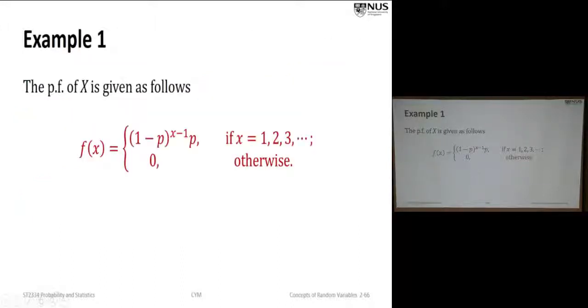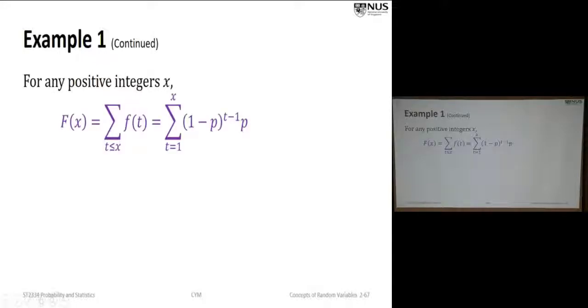Okay, let's look at an example. Suppose the probability function is given by this. Is this random variable discrete or continuous? It takes integers, so it's discrete. If you know that it's discrete, then what you are going to do is a sum, not integration. Now we are asked, for any positive integer x, calculate the CDF at x.